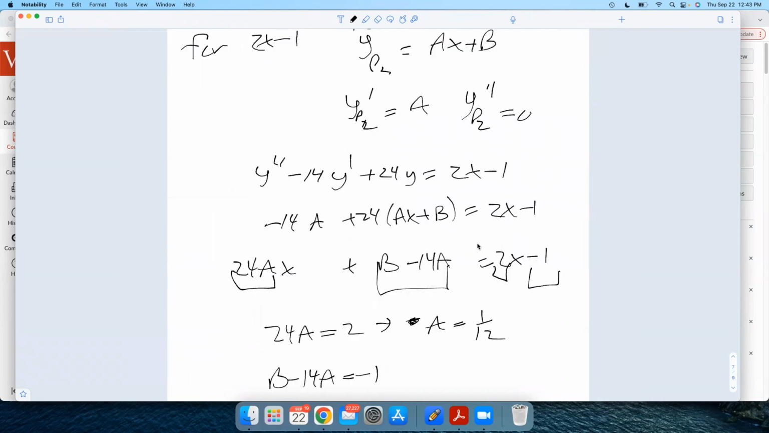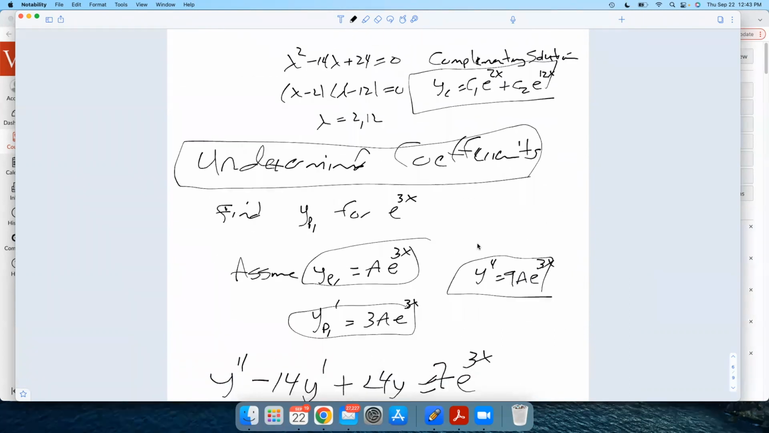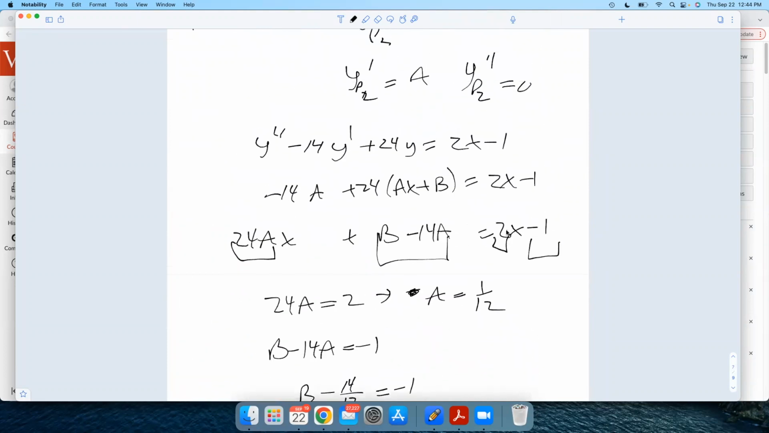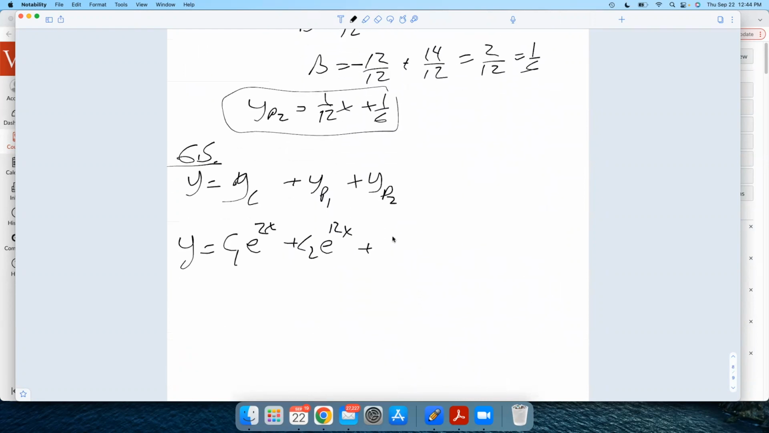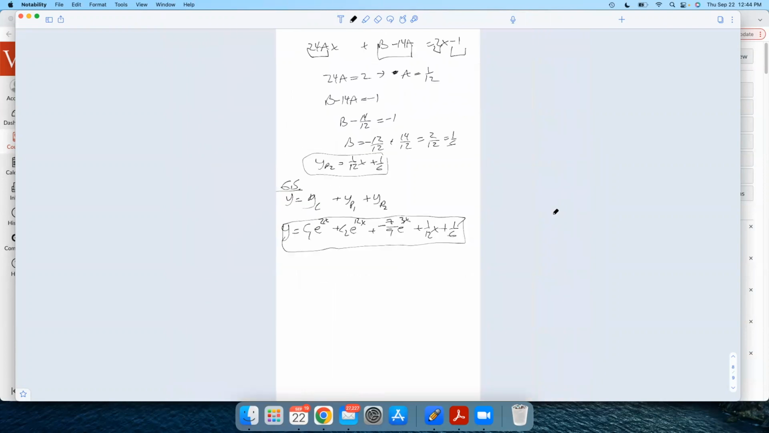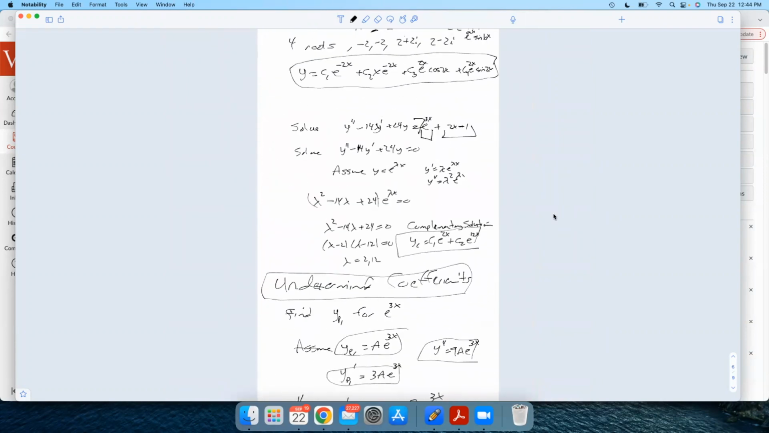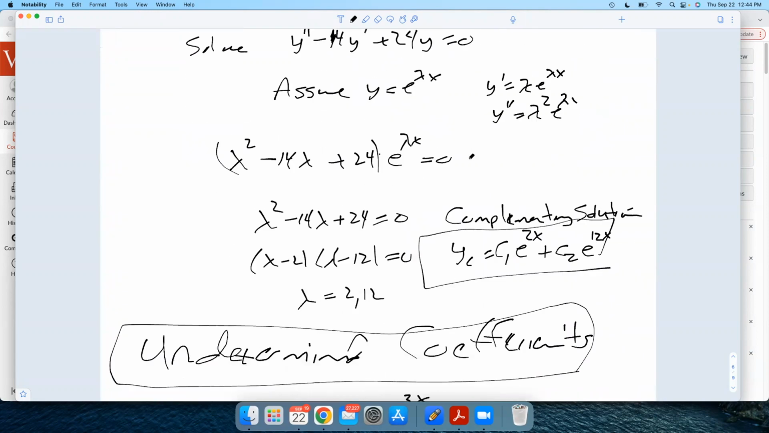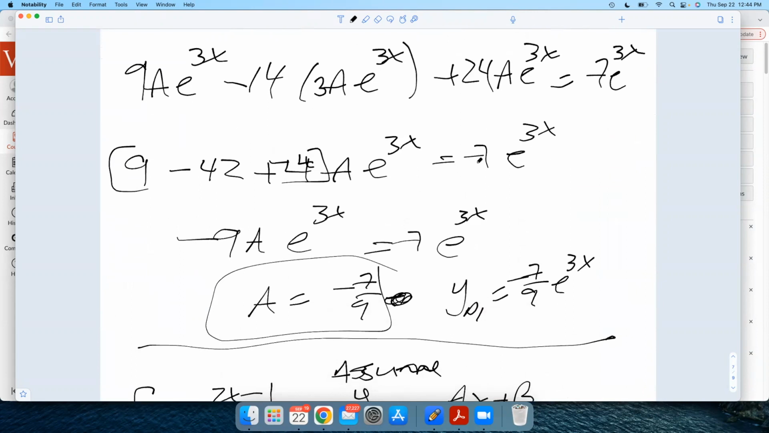So that was C1, C2 and 12. Plus, I don't remember what we got. We're going to check this solution, by the way. -7/9 e to the 3x plus 1/12 x plus 1/6. And that's what I got for my general solution. Let's check it just for fun. And if I did make any numerical errors in there, maybe I'll make an extra credit question for you guys to go and find my error. I did bring that 7 down, right? Yeah, that's why I got a 7/9.